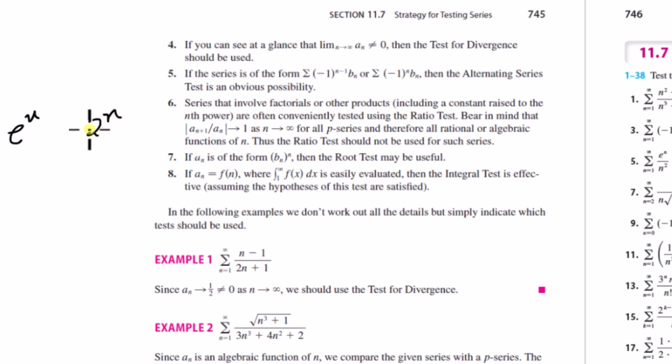But still, in general, powers like this or factorials are both multiplied together. They're saying they're the products of these types of terms. Consider the ratio test. Now, a good note here that they mention is it says, bear in mind that a sub n plus 1 divided by a sub n, as n goes to infinity, is equal to 1 for all p series, and therefore all rational or algebraic functions of n. Thus, the ratio test should not be used for such series.